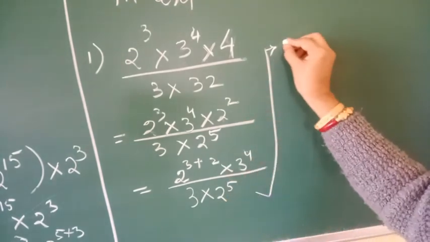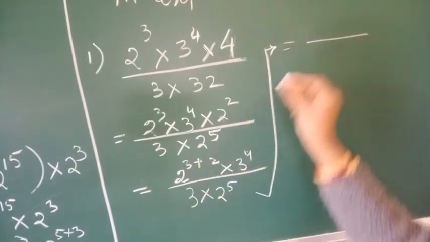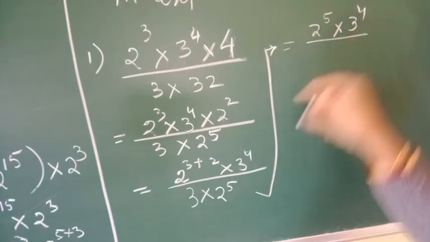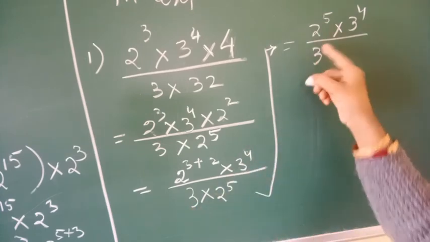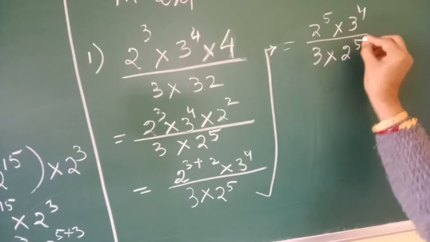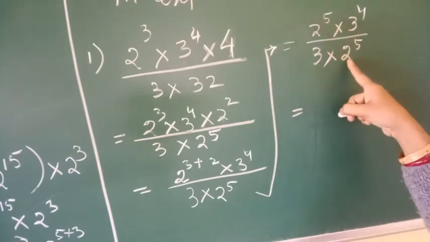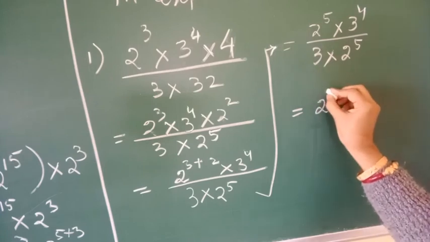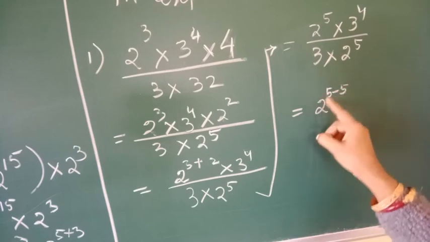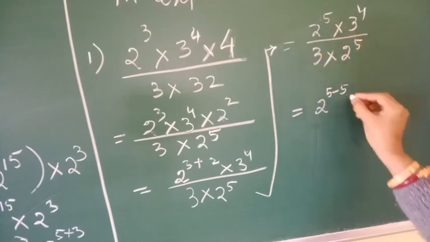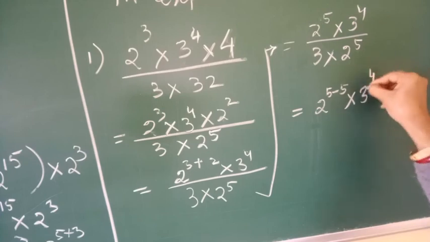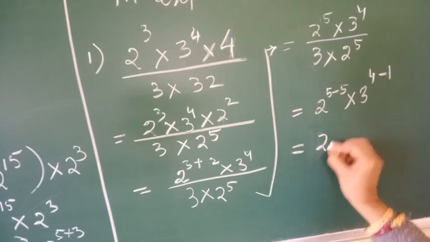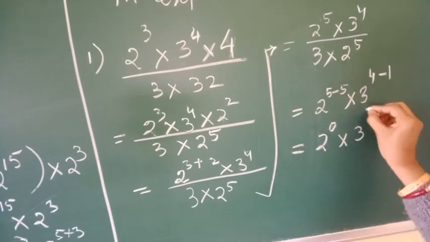Now how to do? From here, see, 2 to the power 3 plus 2 means 2 to the power 5 into 3 to the power 4, divided by 3, that means 3 to the power 1 into 2 to the power 5. So 2 to the power 5 and 2 to the power 5 are in division condition. When they are in division condition, we will subtract them. 2 to the power 5 minus 5, into 3 to the power 4, and this is the division condition, 3 to the power 4 minus 1. What will be the result? 2 to the power 0 into 3 to the power 3.